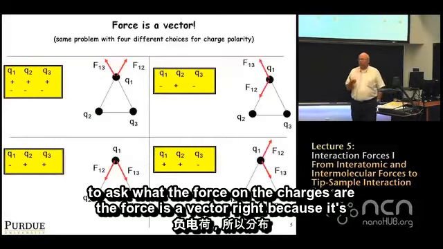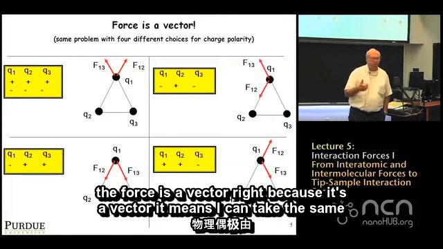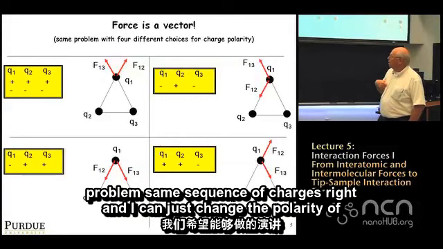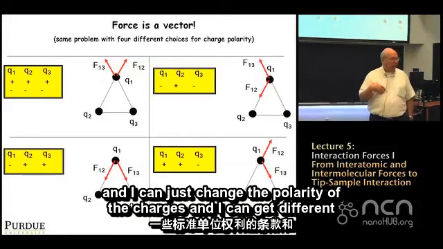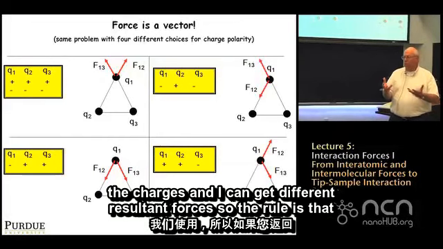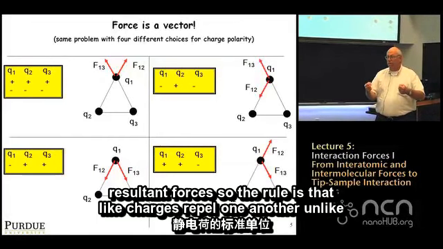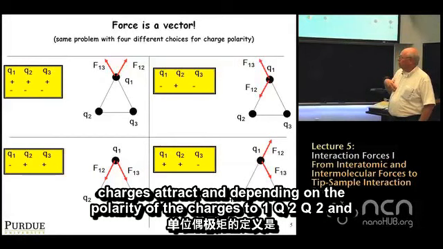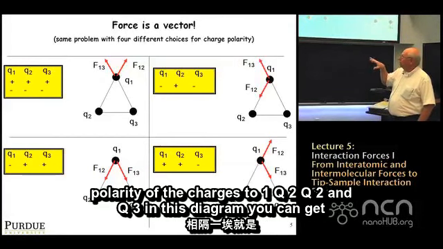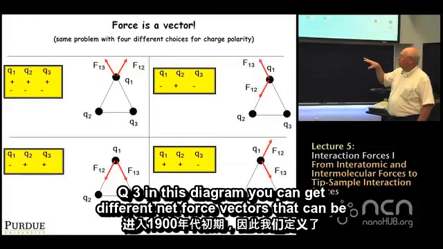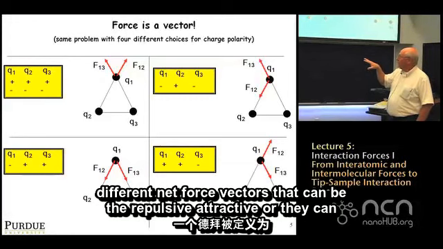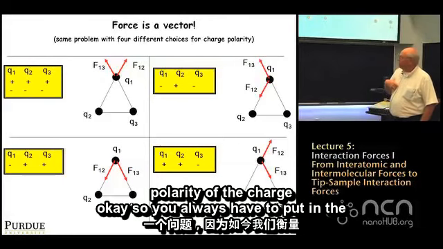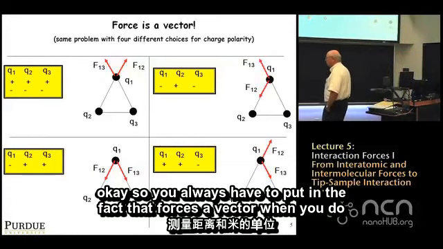The force is a vector, right? Because it's a vector, I can take the same problem, the same sequence of charges, and just change the polarity of the charges to get different resultant forces. The rule is that like charges repel one another and unlike charges attract. Depending on the polarity of the charges Q1, Q2, and Q3 in this diagram, you can get different net force vectors that can be repulsive, attractive, or lateral. So you always have to account for the fact that force is a vector when you do electrostatics.